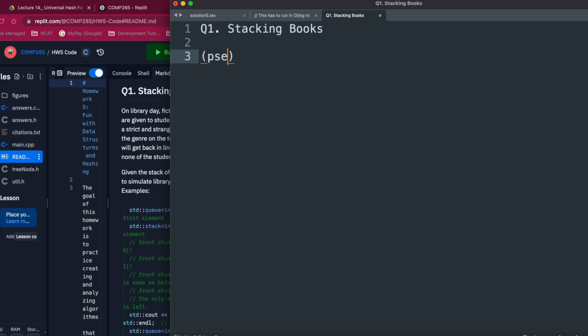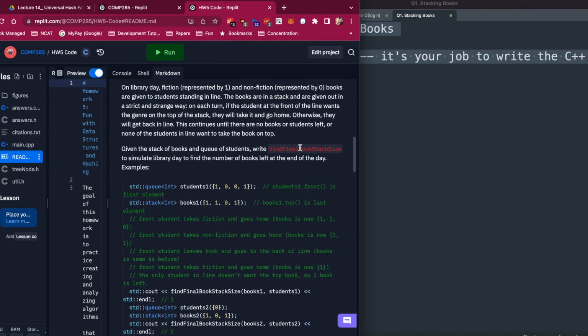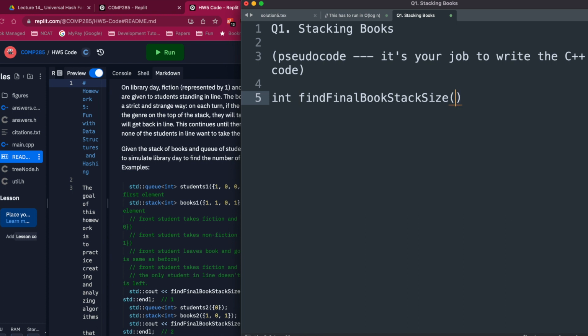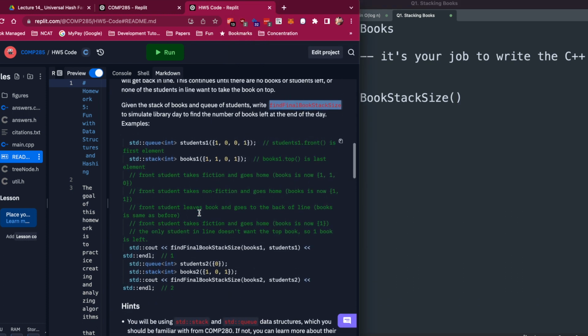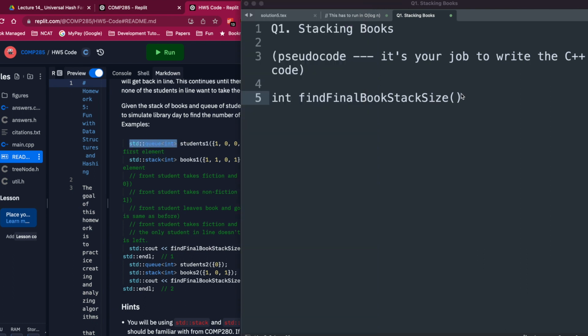Again, I'm going to write the pseudocode. It's your job to write the C++ code. So do not expect to be able to just copy this code and use it as a solution. I'm writing the pseudocode for you, or very close to it, as we solve it. Here, we want to write a function called find final book stack size, which returns an integer and takes as input a queue and a stack. These are two data structures that you probably want to look up. It takes in a queue of students.